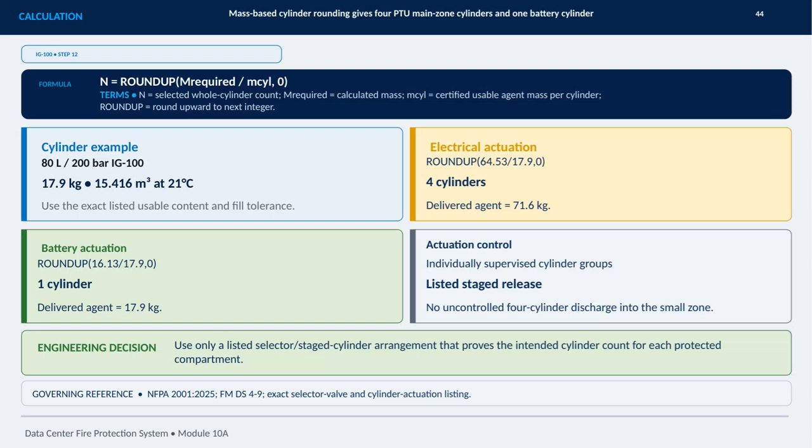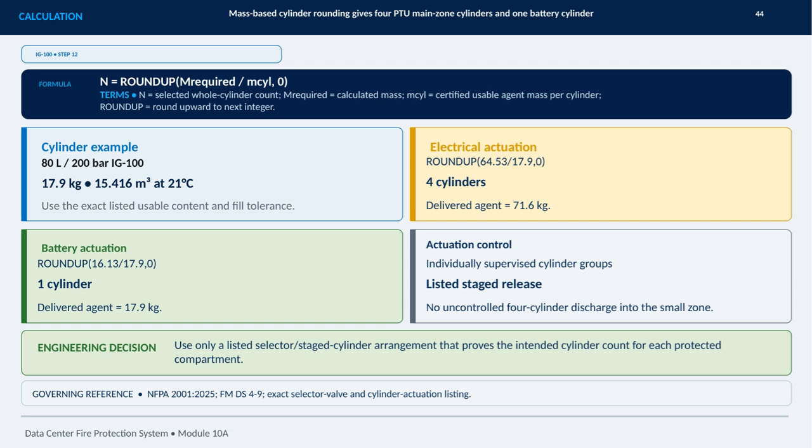This slide covers the cylinder count calculation for the IG-100 system. The governing rule is simple: round the required agent mass up to the next whole cylinder. The formula divides the calculated mass by the certified usable mass per cylinder, then applies roundup. For the electrical actuation case, the requirement is 64.53 kilograms. Each listed 80-liter, 200-bar cylinder provides 17.9 kilograms of usable agent, so the calculation is roundup of 64.53 divided by 17.9, resulting in 4 cylinders. That delivers 71.6 kilograms in total.